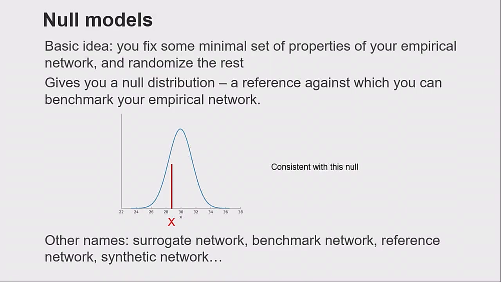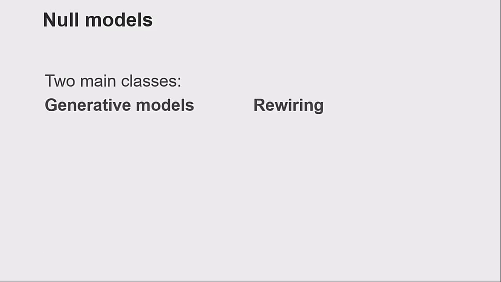And I should also point out there's a lot of different names for these procedures. Sometimes surrogate networks, I'll probably end up saying surrogate a lot because I actually prefer surrogate to null. Benchmarks, I think we've already heard benchmark today as well, some reference network, synthetic network, lots of names for the same thing. So as I mentioned up the top, there's two main classes.